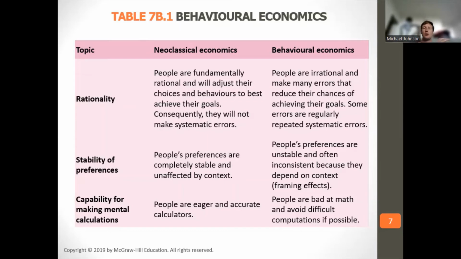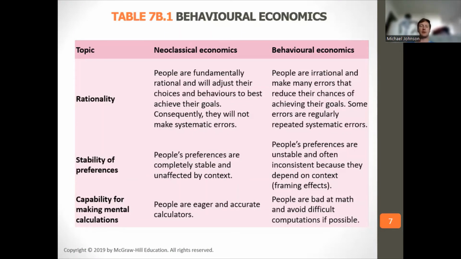So some people, their preferences never change, and they're not affected by context. But then some other people, their preferences are unstable and inconsistent. So it's good to use both on a case by case basis.